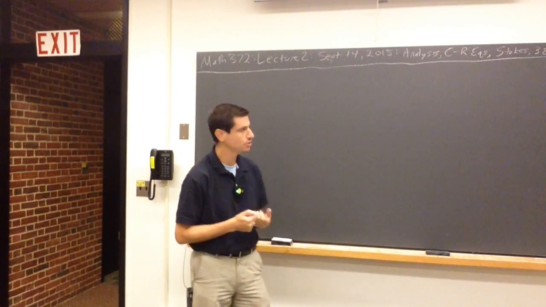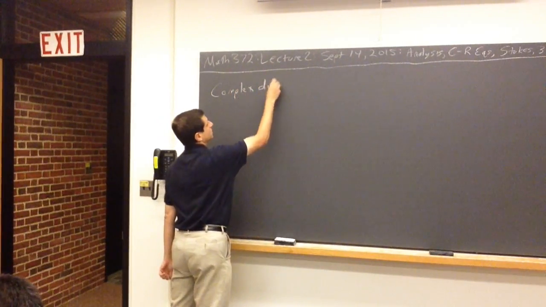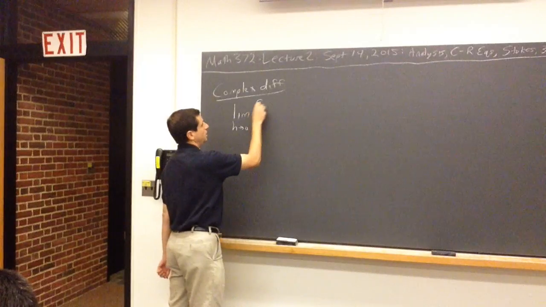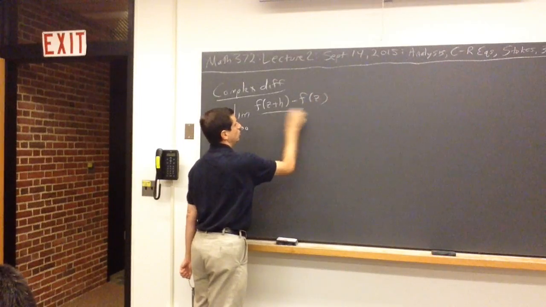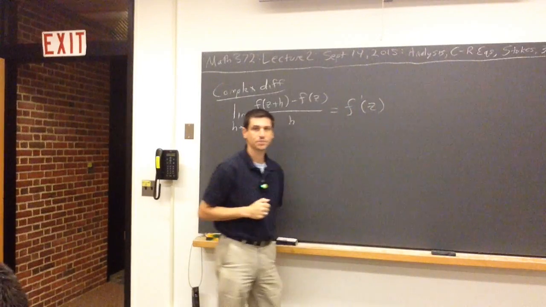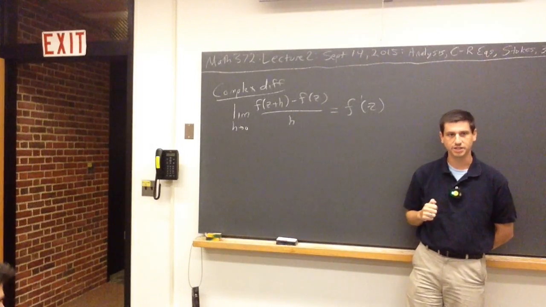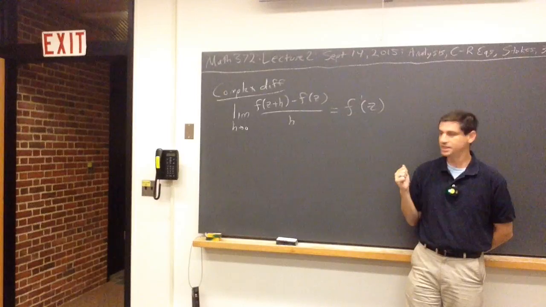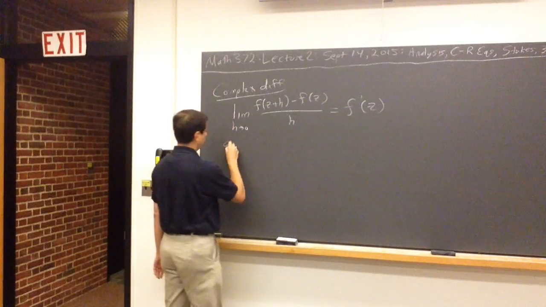All right, so we're going to start with complex differentiable. So definition: the limit as h goes to 0 of f of z plus h minus f of z over h exists, and we'll call that f prime of z. So right now, there's not that much of a difference between this and what you've seen in standard real analysis. The difference is that this has to hold for all paths. So that's the trick, is all paths.